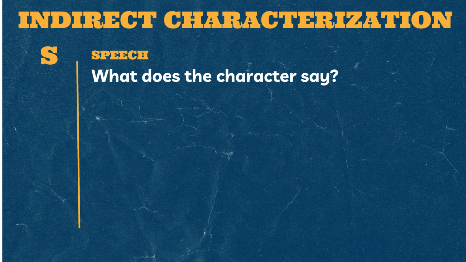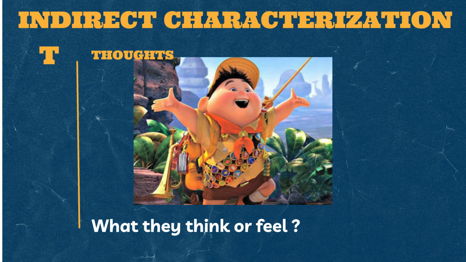Alright, now let us move to the T, which is thought. And even though we can't hear Russell's thoughts, what do you think he is thinking? Okay, he wants to make a friend and earn his merit badge. This shows that he really cares about helping others and doing the right thing.